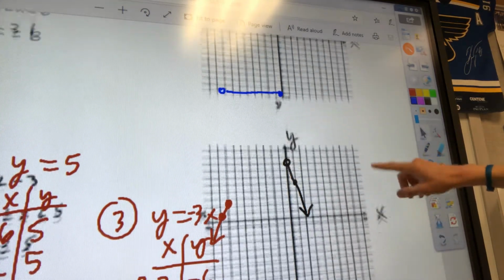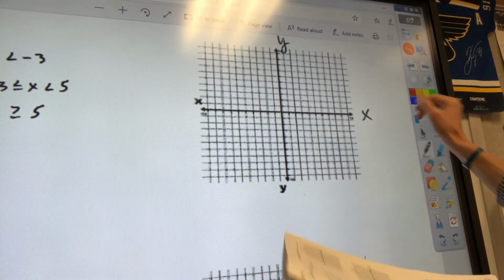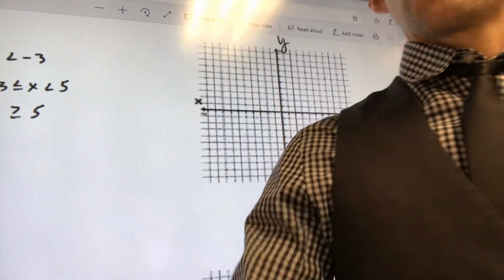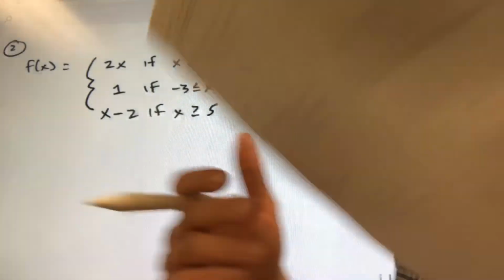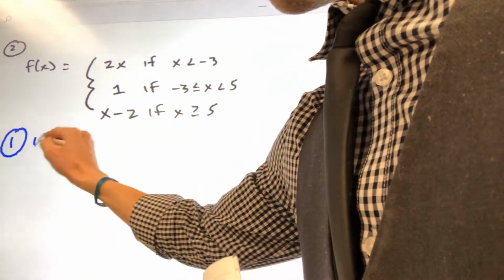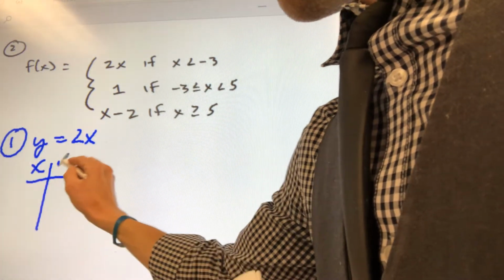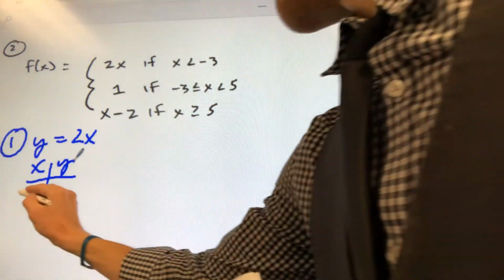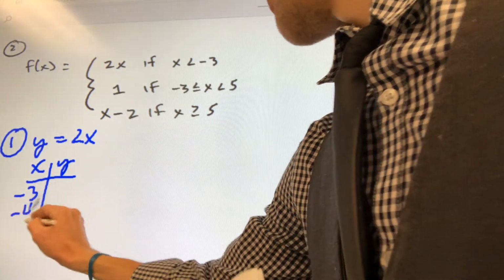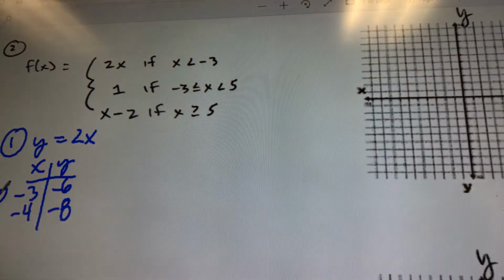Let's do number 8 on page 8. Let's look at number 2 real quick. This will be a sizable video, I would imagine. Number 2, y is 2x. All right, x less than -3, I'm going to use -3, then I'm going to use -4. So -6, -8, my y value, open circle.